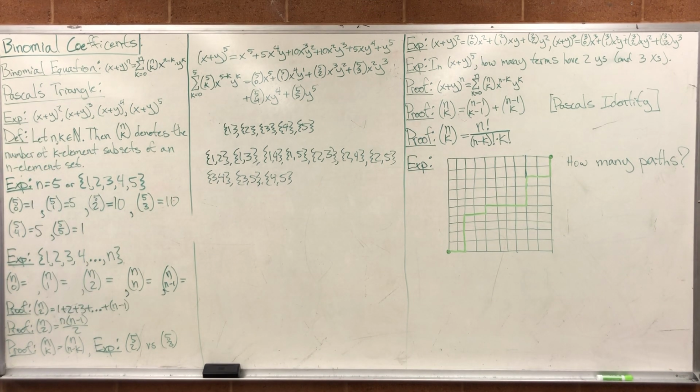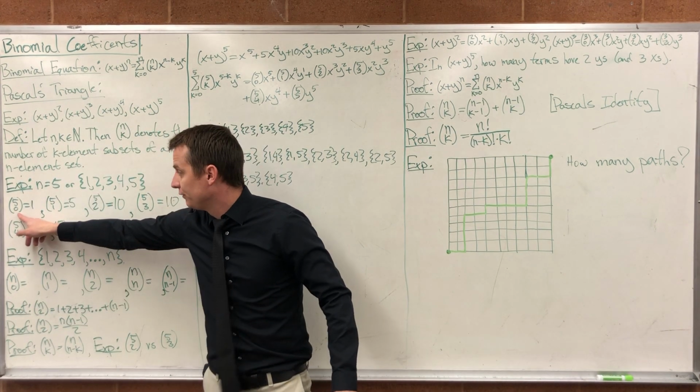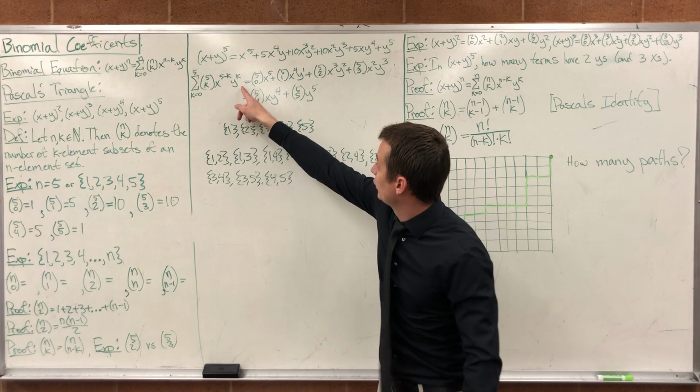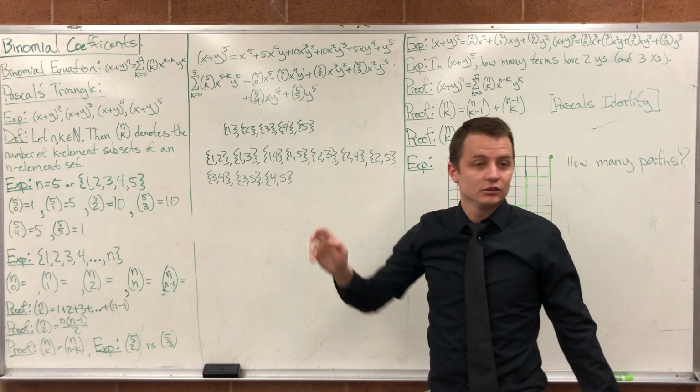Now notice, crazy coincidence. We just calculated 5 choose 0 through 5 choose 5, which are the coefficients we have here. And what did we get? We got 1, 5, 10, 10, 5, 1. Crazy coincidence, right?